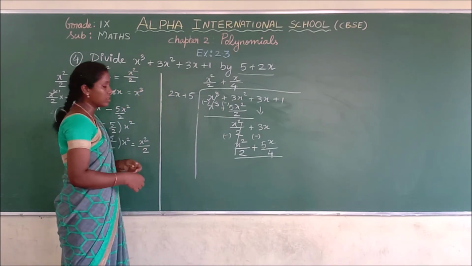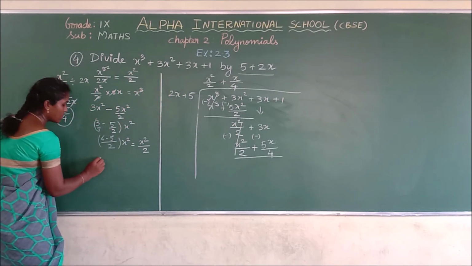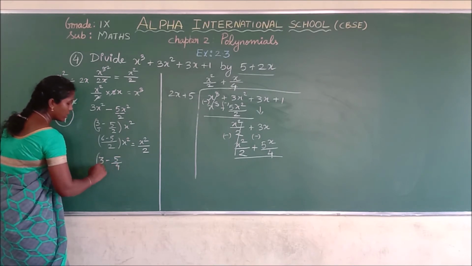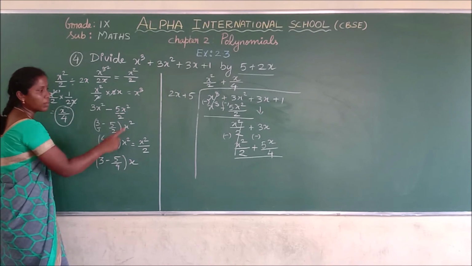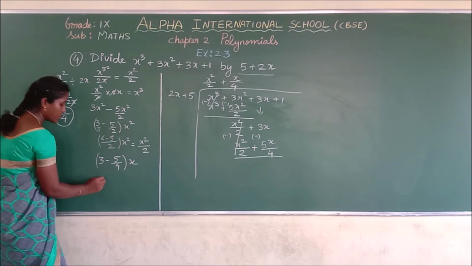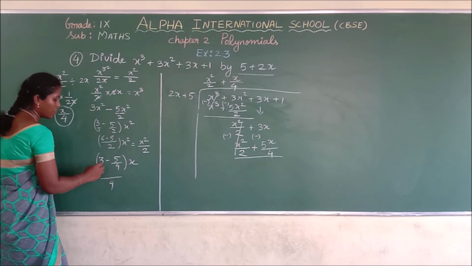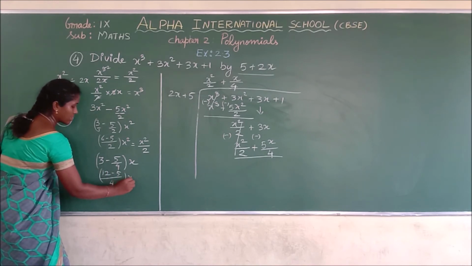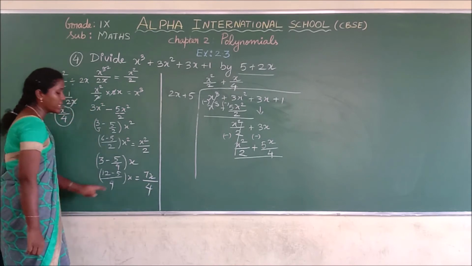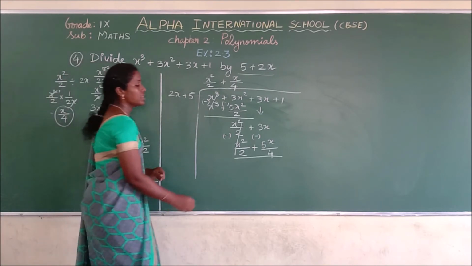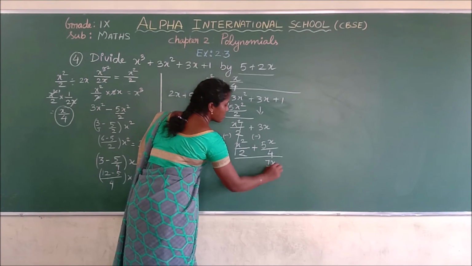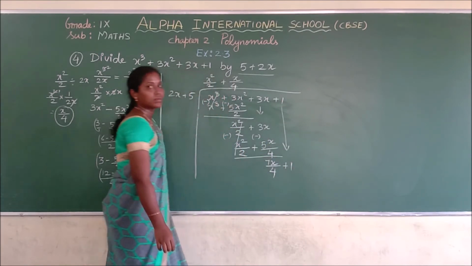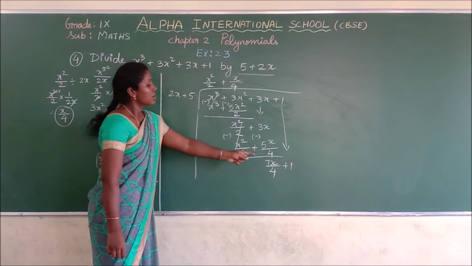Again, we have to subtract the terms. So listen: 3 minus 5 by 4, into x. Take the LCM. It is 4. 3 fours are 12, minus 5, into x by 4. 12 minus 5 is 7x by 4. Now listen, it is 7x by 4. What is the next constant we have here? Plus 1.